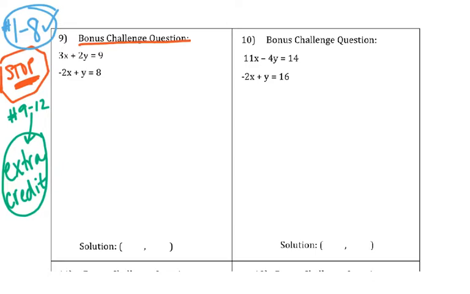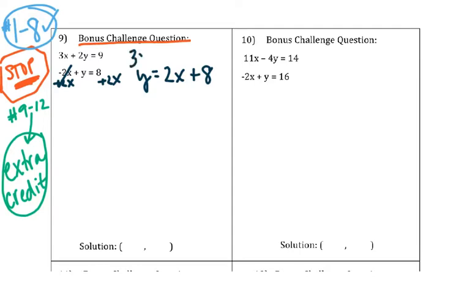number 9. The reason why number 9 is a bonus challenge question is because we don't have a letter that's by itself yet. So what we need to do is get a letter by itself. To get that y, it's almost by itself, but the negative 2x is in the way. So to get rid of a negative 2x, I'm going to add 2x. That leaves me with y equals, put the variable first, 2x, and then the constant. So now I have a letter that's by itself.